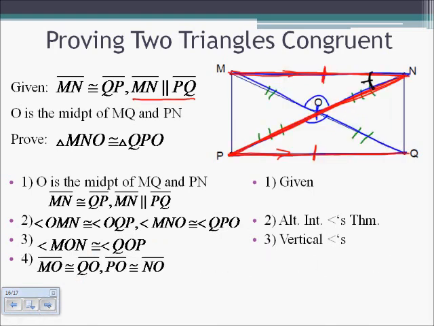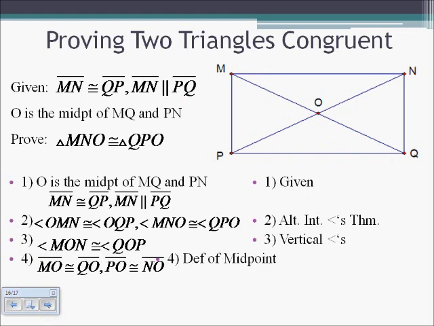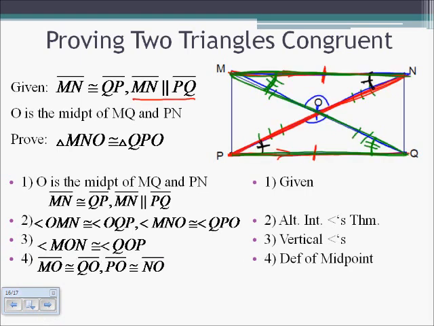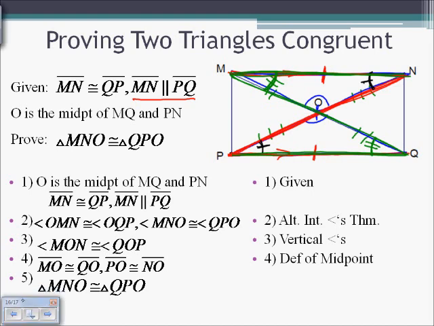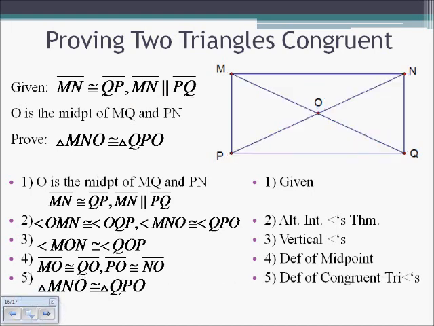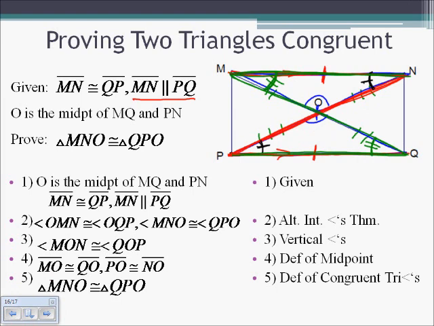And we know that MO is congruent to QO and PO is congruent to NO because of the definition of a midpoint. And with all the corresponding sides and all the corresponding angles congruent, we know that triangle MNO and triangle QPO are congruent by the definition of congruent triangles.